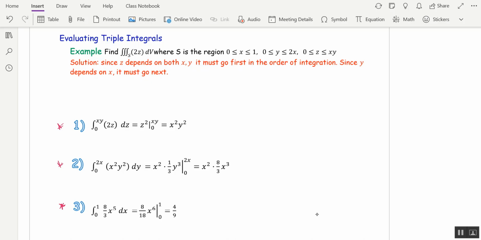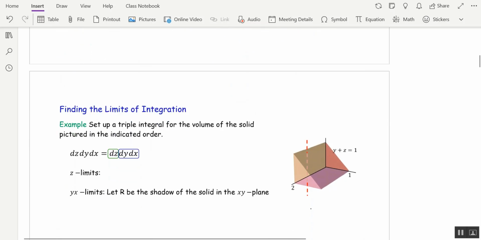So we want to integrate 2z dV over the region S, and S is given by this set of inequalities. So we don't even have to graph anything here because the inequalities are given right to us. Z goes from 0 to xy, y goes from 0 to 2x, and x goes from 0 to 1. And the function is 2z, and the order that we did that in was dz, dy, dx. All right, but the fun part is the setup. And so let's do some setup problems.